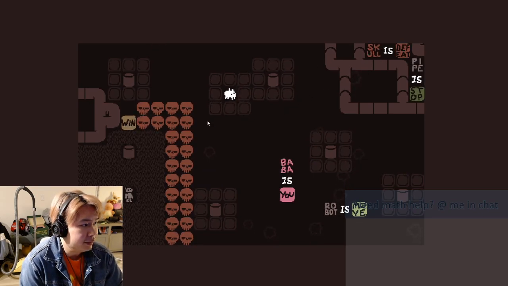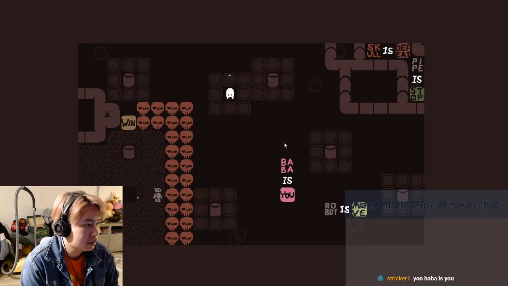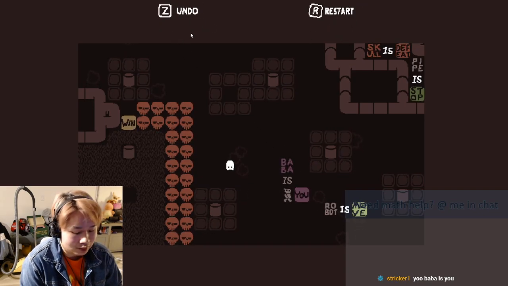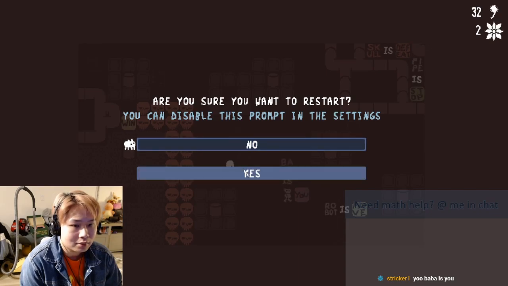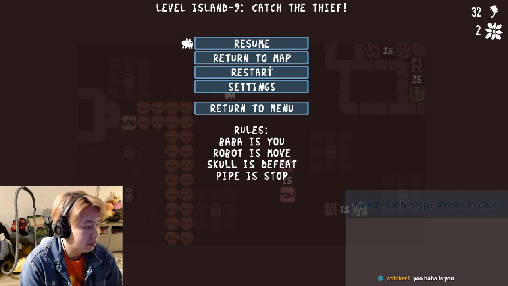Okay, so you see skulls defeat, so if I touch the skulls, I die. The pipes are stopped, so I can't go through the pipes. And then I have Baba is you, so I control Baba. And then robot is move. So when I move, the robot moves. And if the robot kept moving, then he breaks my sentence, so now I'm no longer anything. So I have to figure something out.